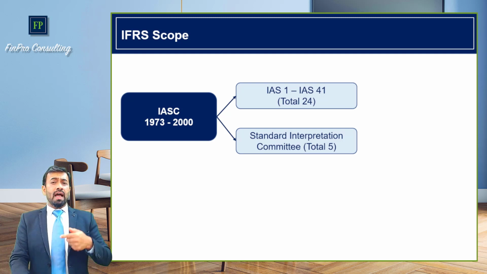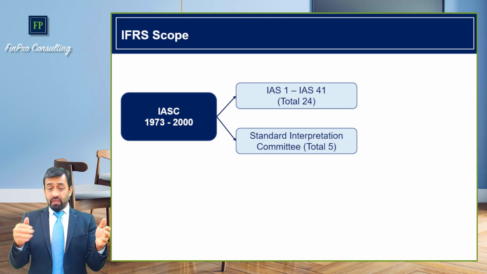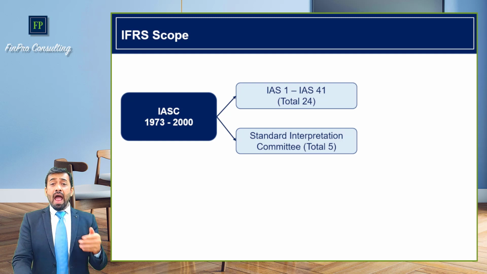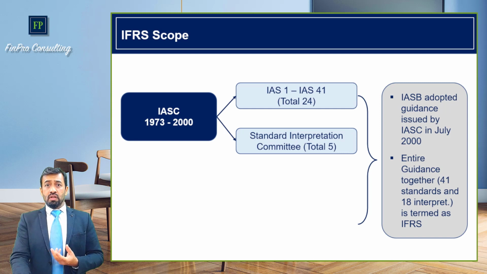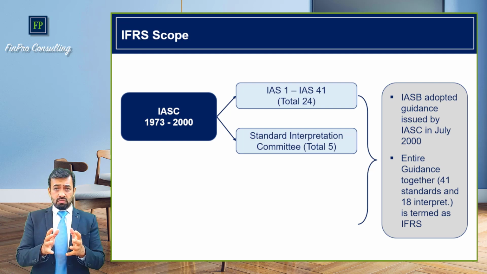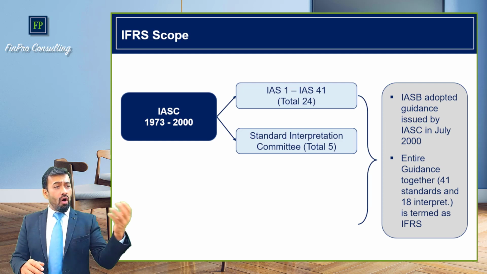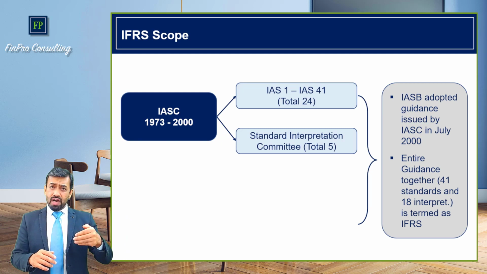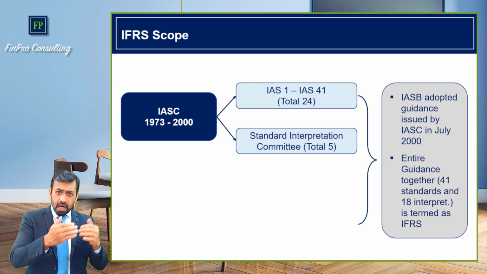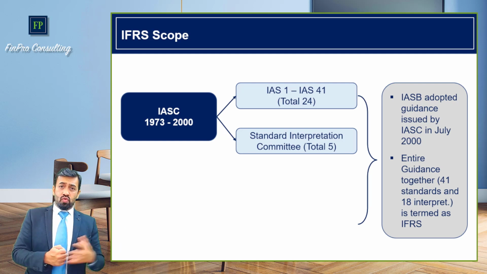And then they thought that the work done by the IASC needs to be spread across the world. Companies should start using this work, and that's why they changed the structure of their committee. They came up with the International Accounting Standards Board. In July 2000, the IASB was formed. The committee changed to the board. The board adopted the entire guidance, these 24 standards plus the 5 interpretations, as it is, which were designed by the IASC over the last 27 years.